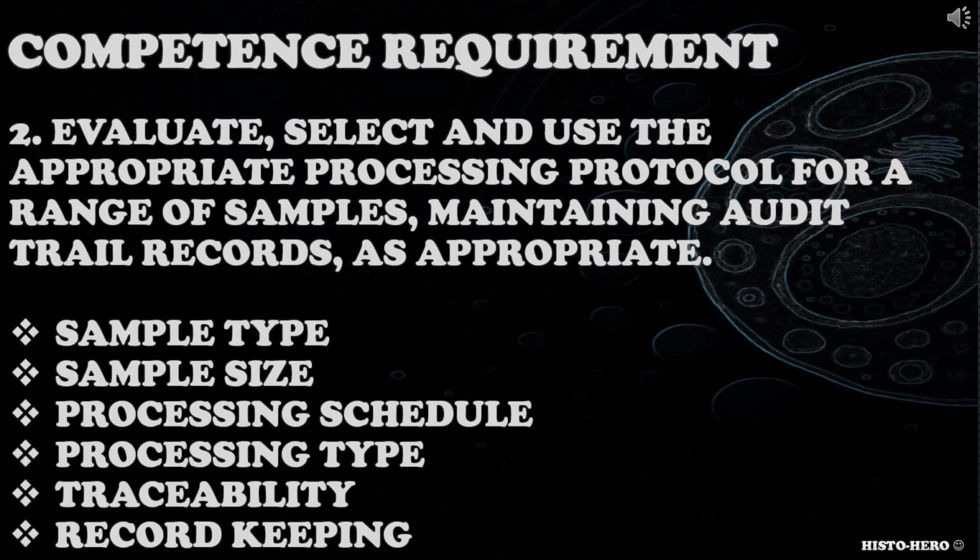The second competence requirement is for you to evaluate, select, and use the appropriate processing protocol for a range of samples, maintaining audit trail records, as appropriate. How many processing schedules does your lab have? Why do you use multiple processing schedules? What could happen if tissue was processed using incorrect processing schedule and why? How would you resolve processing issues? How do you maintain audit trail record for processing? Consider sample type, sample size, processing schedule, processing type, traceability, record keeping, and so on.